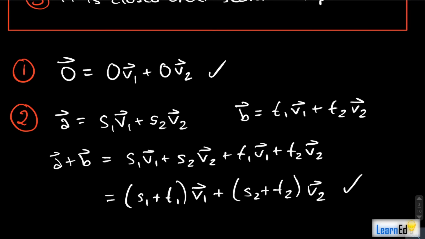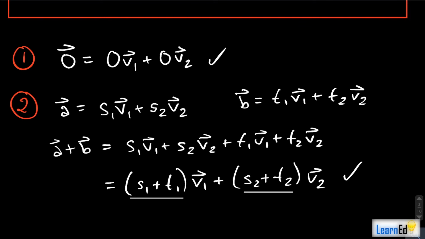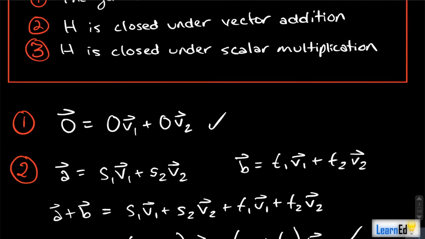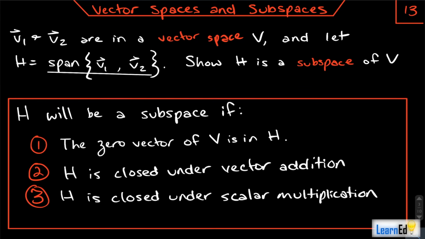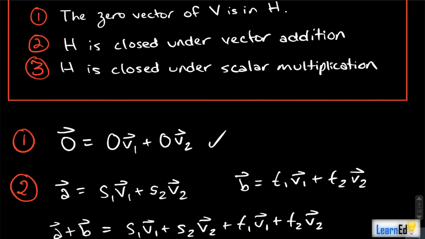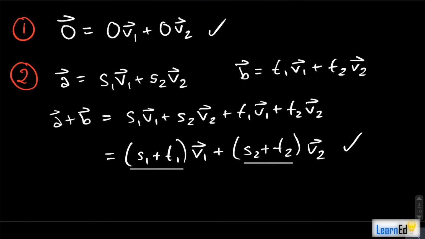This checks off because s1 plus t1, right? These are both constants. So you add them together, you get another constant. Same thing happens for s2 plus t2, right? You get a constant. So you get a linear combination of v1 and v2 as your answer, which makes sense because that's in the span of v1 and v2. So that works, right? H is closed under vector addition.